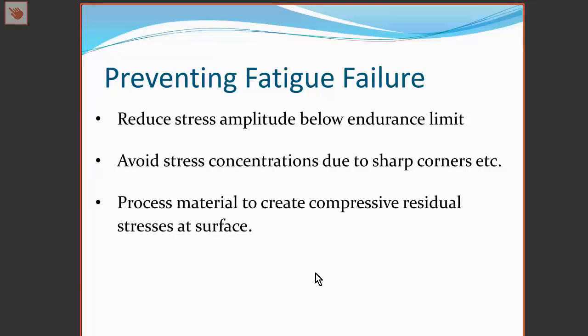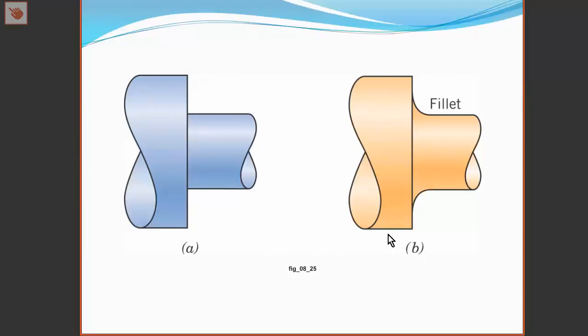So how do we prevent fatigue failure? If the material has an endurance limit, then we can reduce the stress amplitude below that level. We can also help by avoiding stress concentrations due to sharp corners. And we can also process material to create a compressive residual stress at the surface, which will close up any cracks.